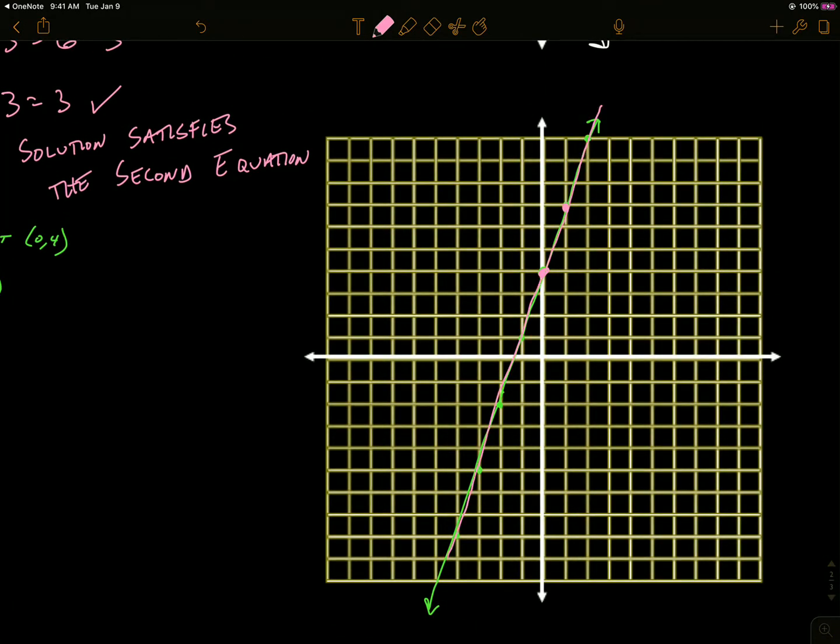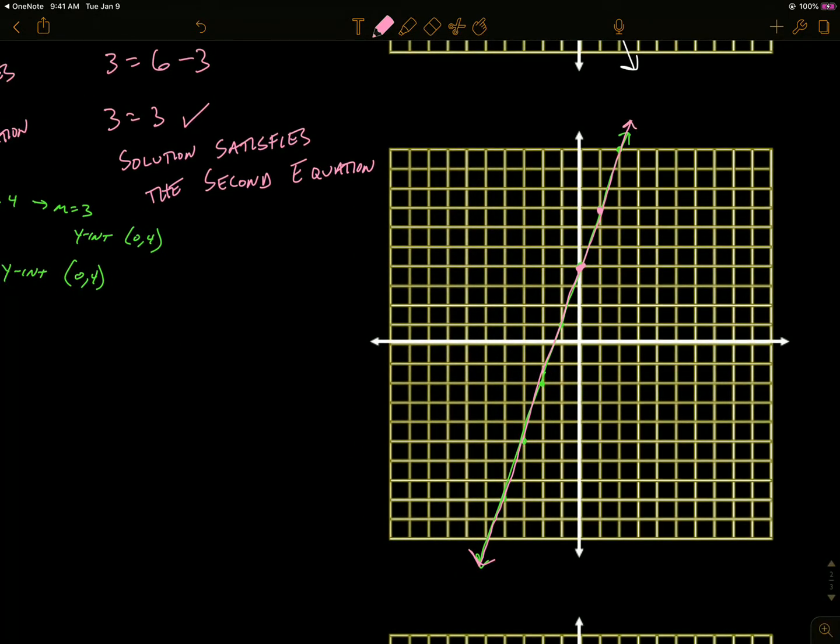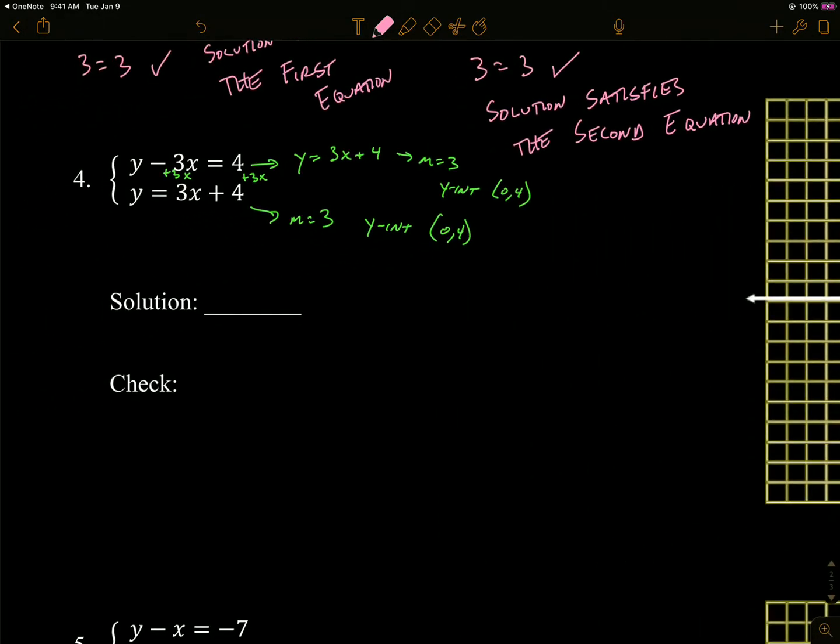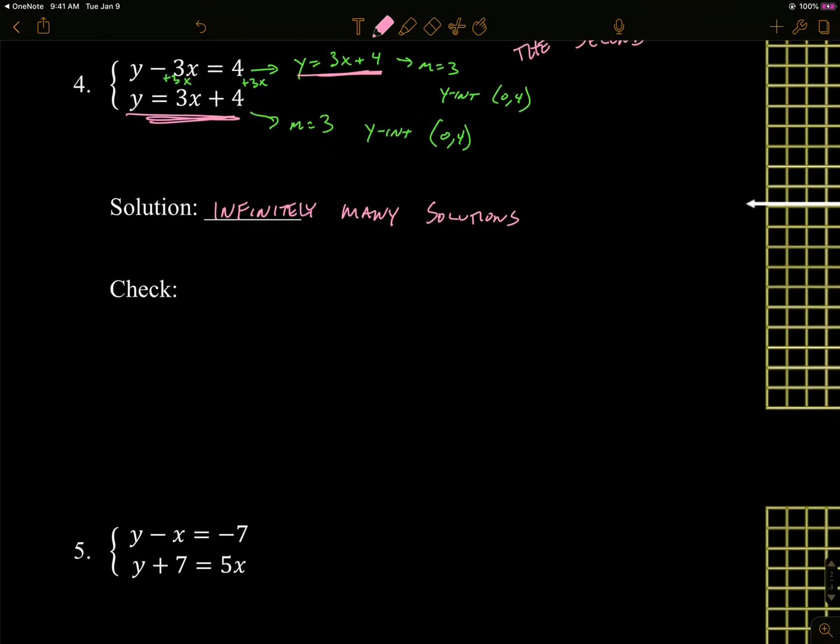So how many times do these intersect? When the two lines are exactly the same, they intersect an infinite amount of times. They intersect at all these points. There's infinitely many solutions. Another good reason to always change into slope-intercept form is that you can see right here they're exactly the same line. So that's infinitely many solutions, and we don't need to check. Every point that's on that line is going to work.